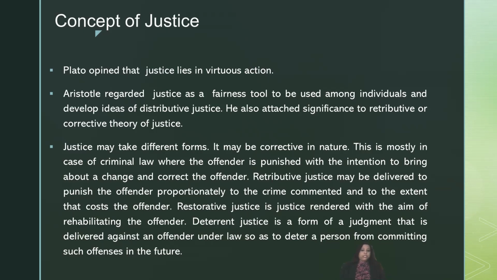Next is retributive justice. Retributive justice may be delivered to punish the offender proportionate to the crime committed and to the extent of the harm caused. Next we have restorative justice. Restorative justice is justice rendered with the aim of rehabilitating the offender. Again, deterrent justice is meant to deter a person from doing it. Deterrent justice is the form of judgment delivered against an offender under law so as to deter a person from committing such offenses in the future, probably like levying a huge fine, which the person keeps paying throughout life. Even imprisonment and all that is a deterrent form of justice.